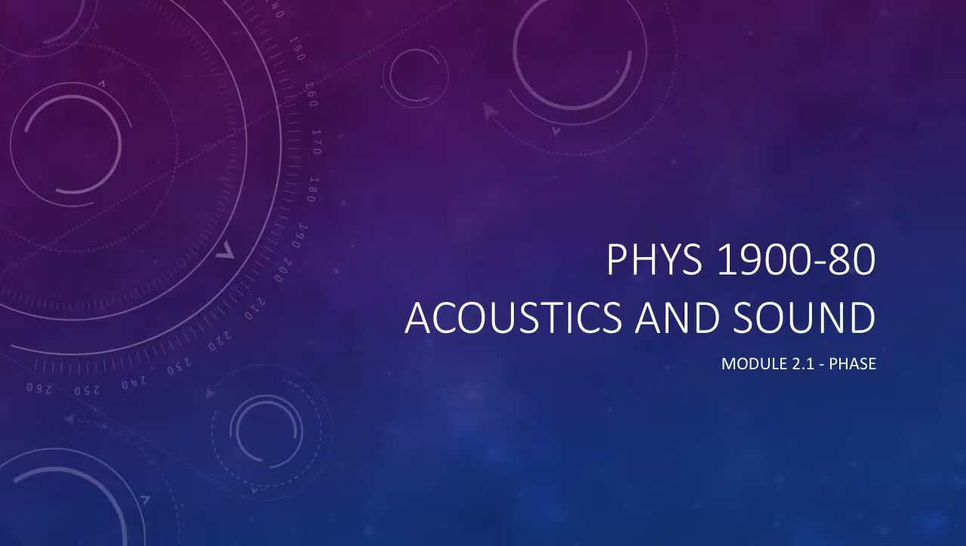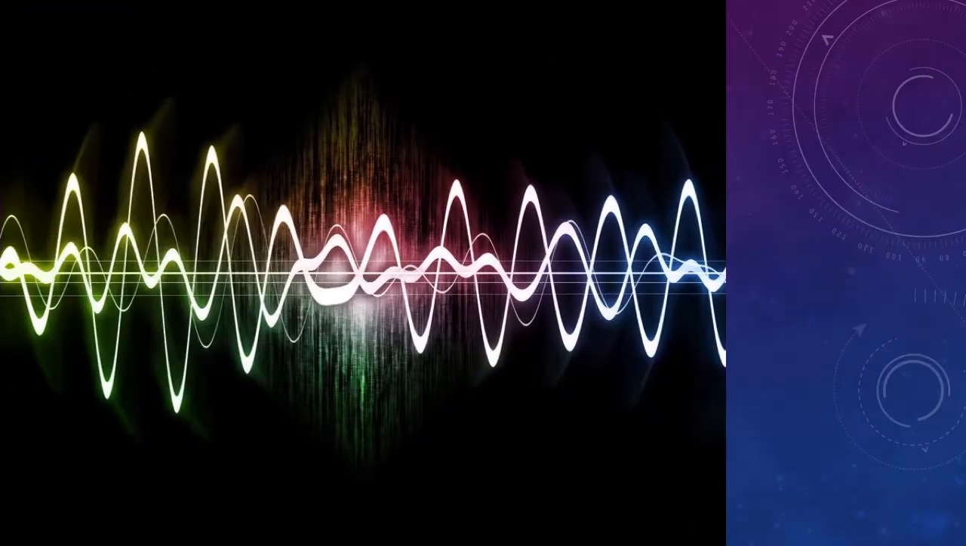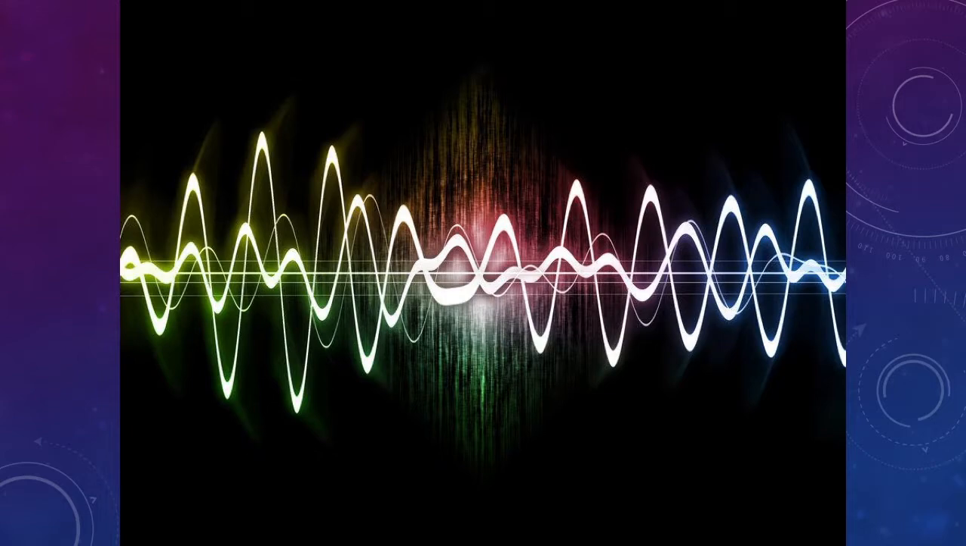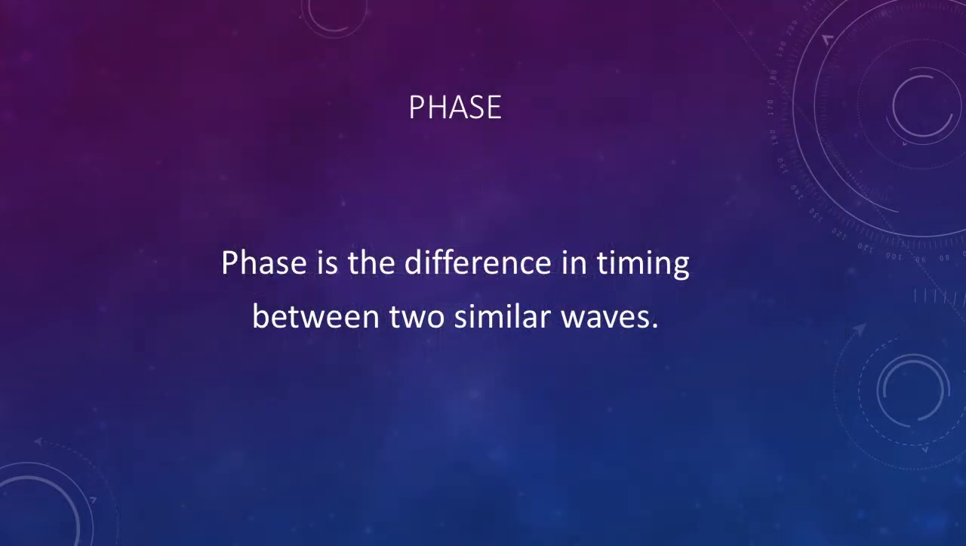Module 2.1, Phase. Since sound travels in waves, there will be times that we want to compare the difference between two waves. One of the things we can compare is phase. In its most basic definition, phase is simply the difference in timing between two similar waves.